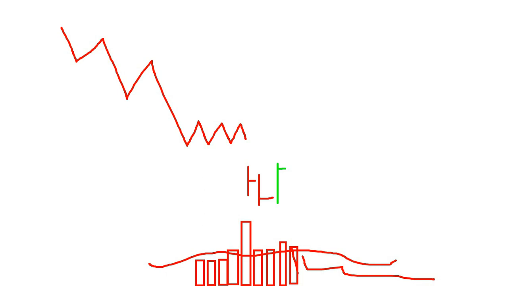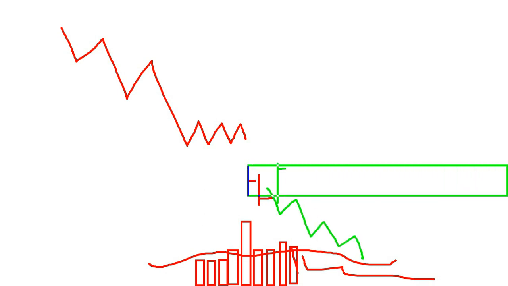If you understand this properly, sometimes even after creating a narrow spread down bar, the market might go down from these levels, but this level is still very important.